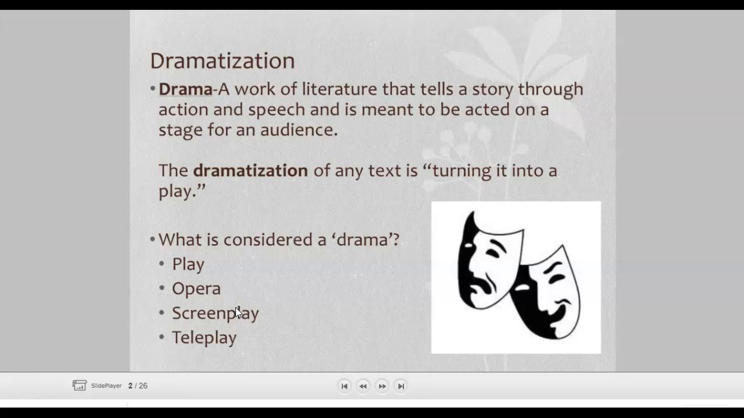So, what is considered a drama? Well, plays, operas, a screenplay, a teleplay. So really, when you think about where there's the roles and they break it down where different people can act or play different roles, that's a drama.